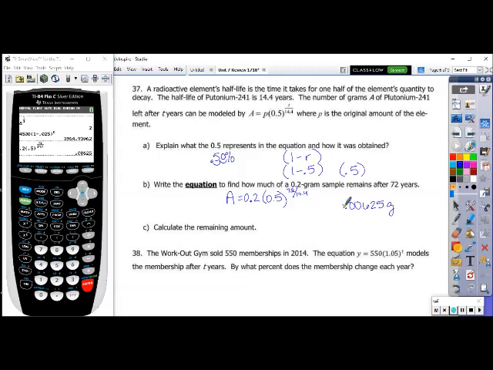Number 38, the workout gym sold 550 memberships in 14, and they give you the equation. 550 times 1.05 raised to the T power models the membership after T years. By what percent does membership change each year? So we know this has to do with this 1.05, but you have to remember to get 1.05, they added 1 plus 0.05. So this is our rate. So if you change 0.05 to a percent, that means they increased at 5% every year.